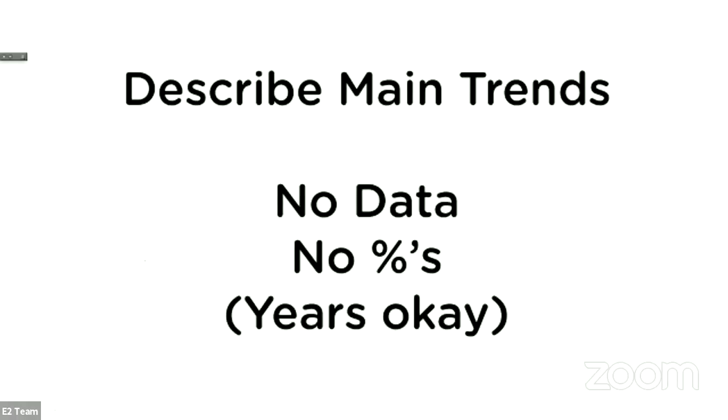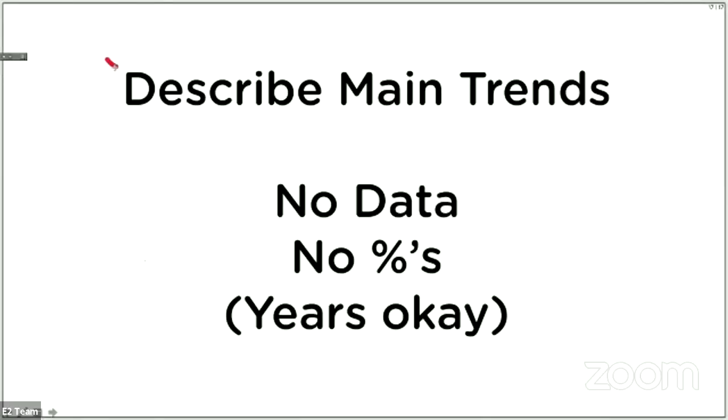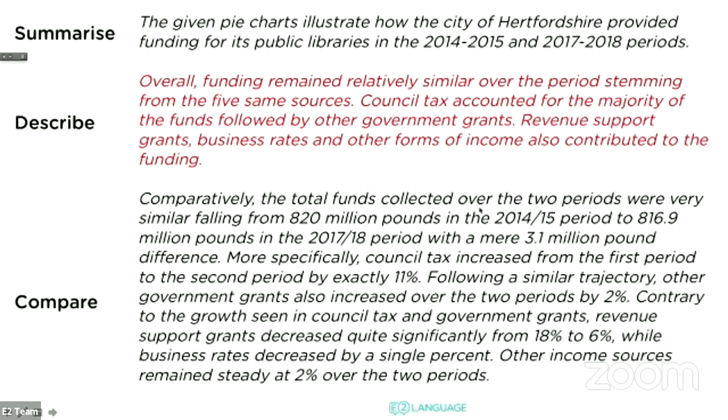In this section, we don't want to use any data, no percentages. You can use years, that's fine, but we don't want to use any of the numbers because that comes in the next section where we compare. That's the tricky part. What you need to remember on test day is to describe the main trends. So I'm going to read you mine.